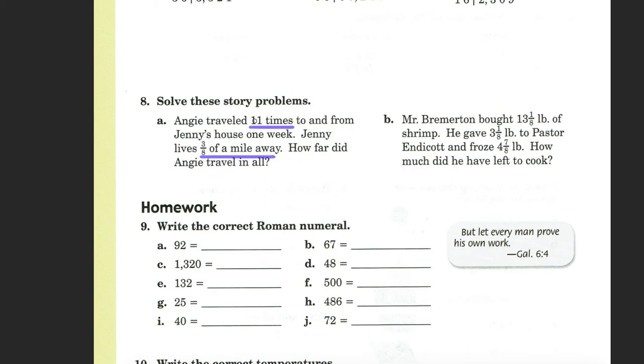Okay, so she travels 11 times the distance to Jenny's. 11 times how far Jenny is. How far did Angie travel in all? So this is a multiplication problem. To and from Jenny's house in 1 week, Jenny lives 3/8 of a mile away. How far did she travel? Okay, yeah, so this is a multiplication problem.